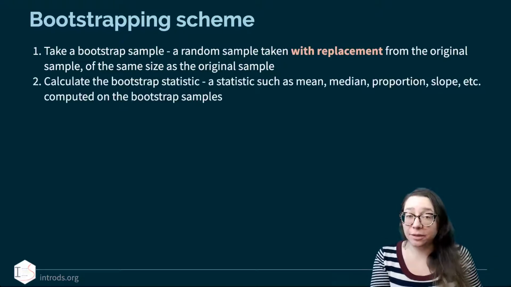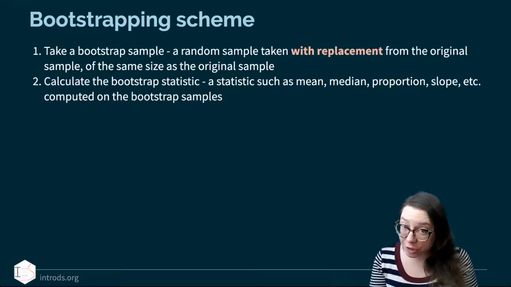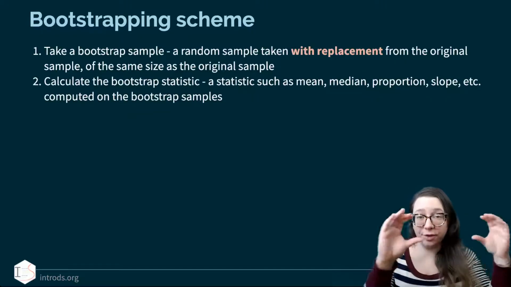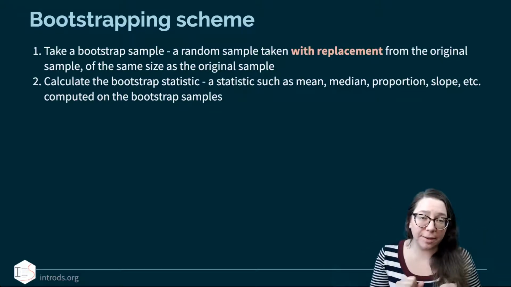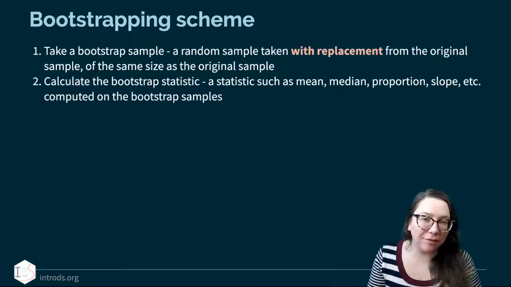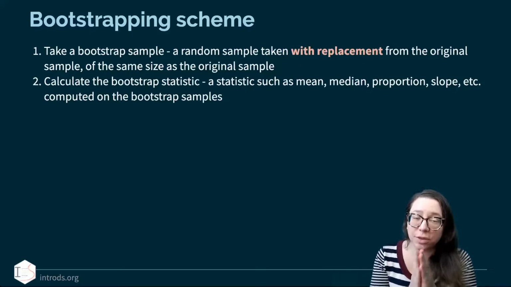Then we calculate the bootstrap statistic. So that's whatever statistic you're after. We're after the slope, so that's what we would calculate for that one sample that I drew with replacement from the original sample. If we were doing a bootstrap interval for the mean gift aid, or the proportion, or something like that, we would be calculating that. In this case, we're interested in the slope, so let's focus on the slope.